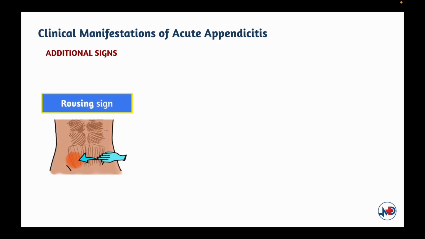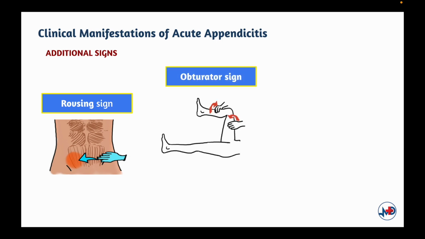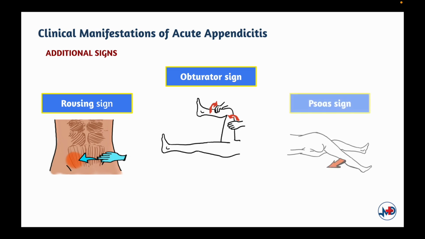Rovsing's sign, which is the right lower quadrant pain with palpation of the left lower quadrant, suggests peritoneal irritation. Obturator sign, where there is right lower quadrant pain with internal and external rotation of the flexed right hip. This suggests the inflamed appendix is located deep in the right hemipelvis. And lastly, psoas sign, where the right lower quadrant pain is present with extension of the right hip or flexion of the right hip against resistance. This suggests an inflamed appendix is located along the course of the right psoas muscle.